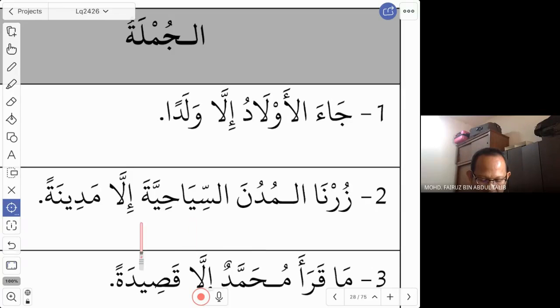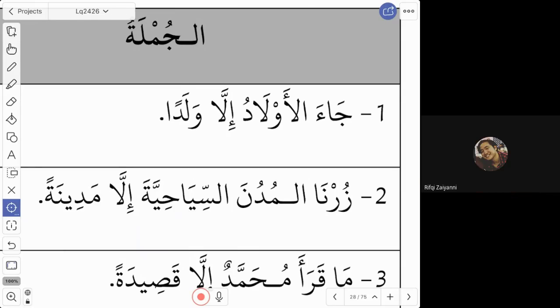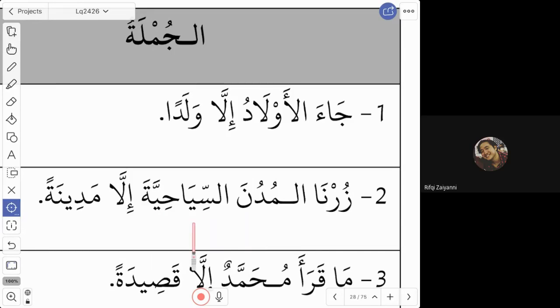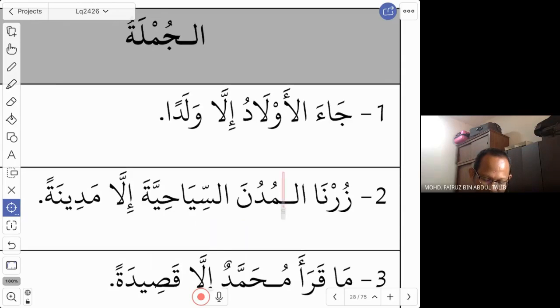Mudun siyahiyah refers to what do you call it in English? A tourist attraction spot. So it has something to do with tourism, like Malacca. We say madinah siyahiyah because people will always visit it. Now, zurna al-muduna siyahiyah illa madinatan: we visited the tourist cities except one city, which we did not visit.